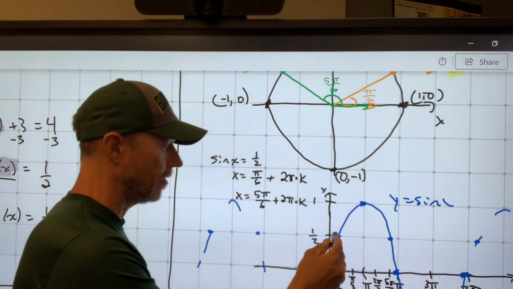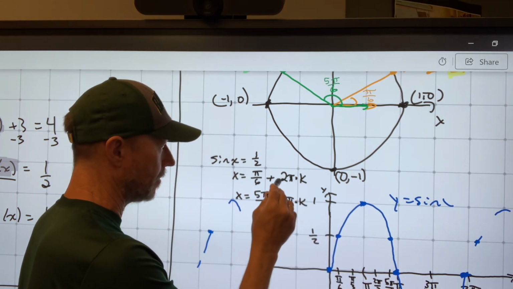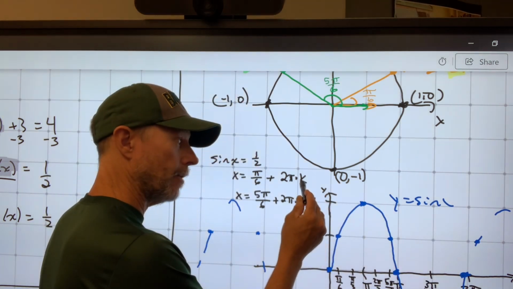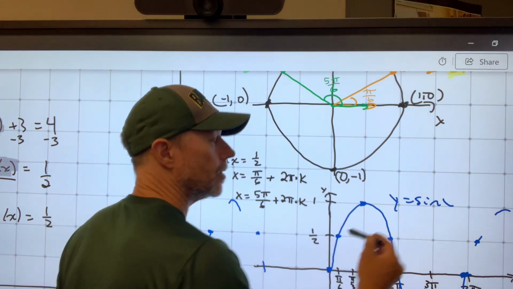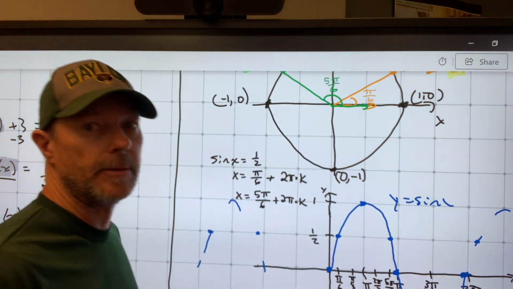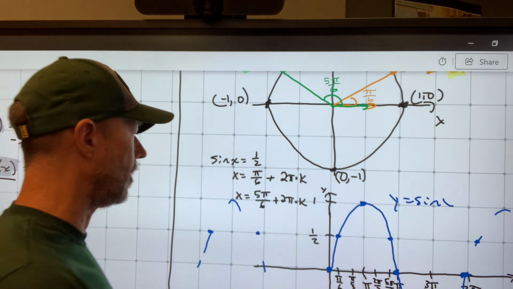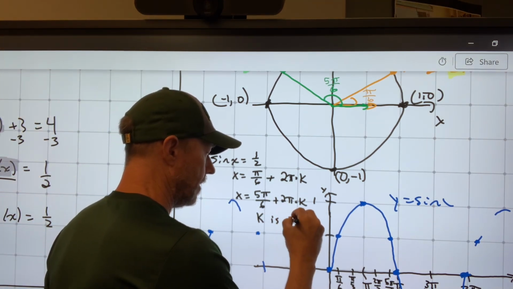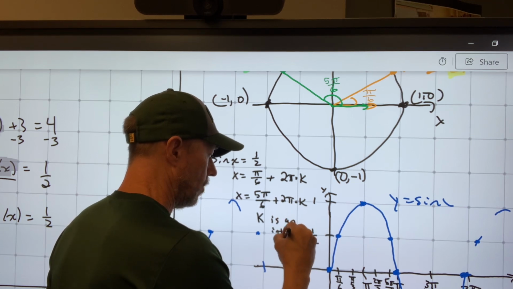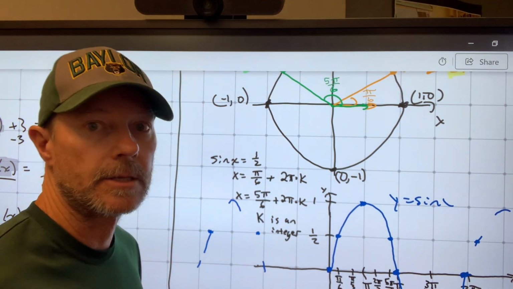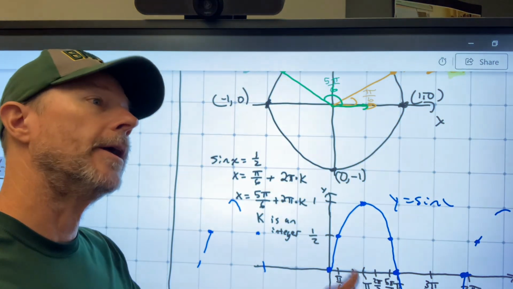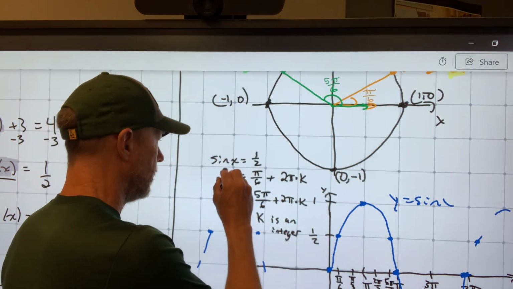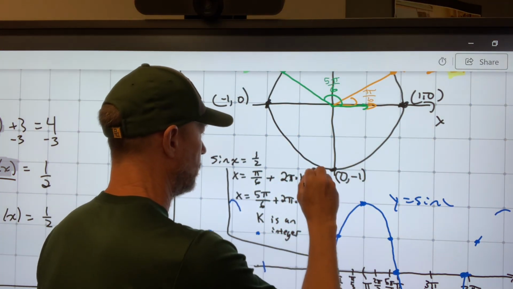But if k is positive, then I would move forward. So if k is positive here, I'd move forward 2 pi from here, and I'd land there. But if k was a 2, I'd land 4 pi forward, so I'd go to the next one over out that way. So this takes care of all of it. You just have to announce what k is. K is an integer, meaning it's a whole number, 1, 2, 3, 4, 5, 6, or 0, or a negative whole number, negative 1, negative 2, negative 3. And this then is the solution to the equation.